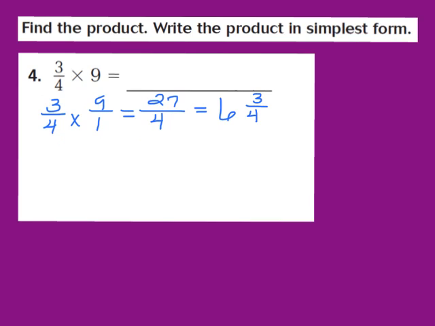So when I turn that improper fraction 27/4 into my mixed number, I end up with 6 and 3/4. And because the fraction part is 3/4, I know I can't simplify any further, so we now have our product. So I know that when I multiply 3/4 times the whole number 9, our product in simplest form turns out to be 6 and 3/4.